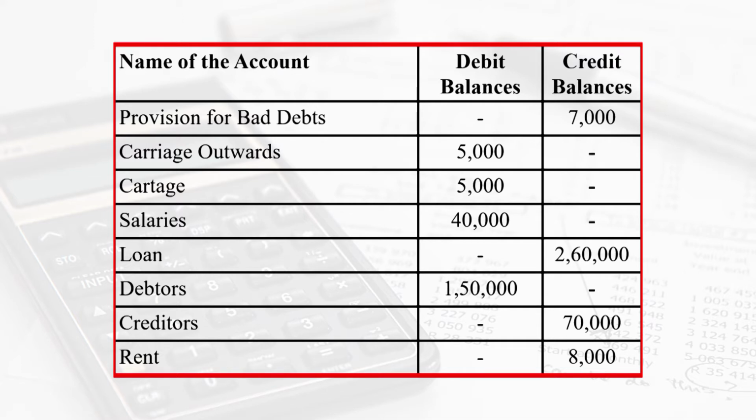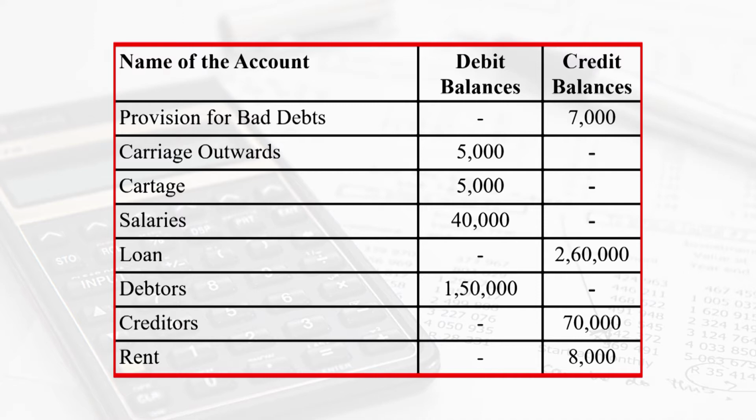Then debtors. So we have a debit balance of rupees 1,50,000 of debtors. Debtors being an asset for the business, and all the assets have a debit balance. Therefore it has a debit balance of rupees 1,50,000. Creditors. Creditors being the liabilities for the business, all the liabilities will have a credit balance. So the creditors have a credit balance of rupees 70,000.